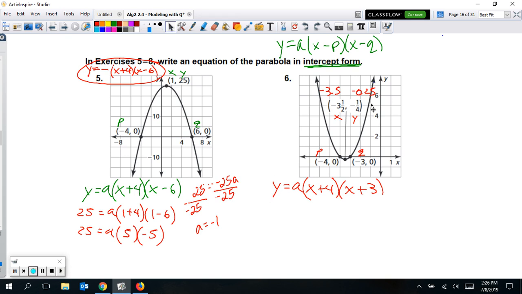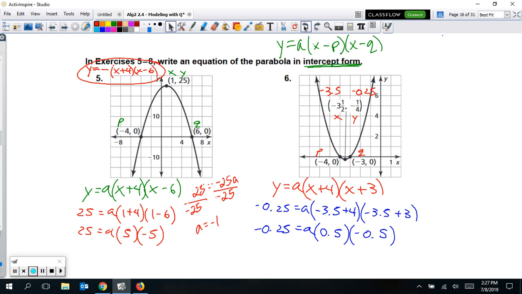So y on this one is the -0.25. And then we say a, and then instead of x, we're going to put the -3.5 plus the 4, and then -3.5 plus the 3. And then we just reduce what's inside these 2 parentheses, do the parenthesis part first. So -0.25 equals a. If I take this -3.5 away from the 4, which is bigger, that's leaving me with a positive number inside that first parenthesis. It's going to be positive 0.5. This one I'm going to take 3 away from -3.5, leaving me with a negative number, -0.5.